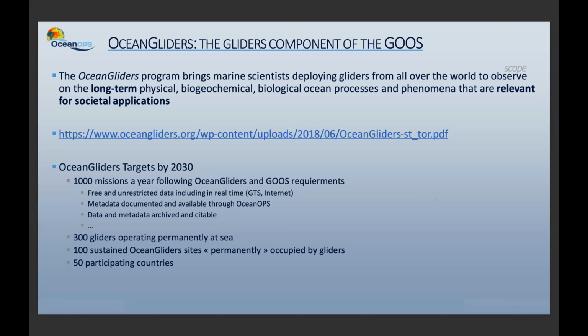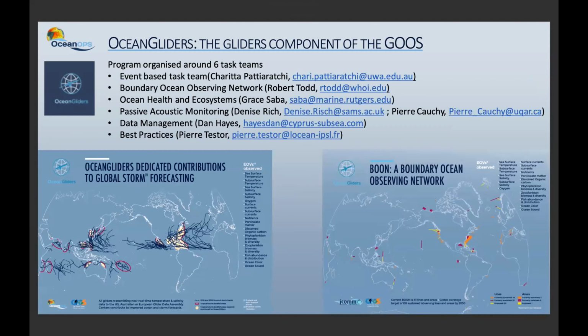Next slide. A few more minutes. Yes, so I'll be very quick. It's organized around task teams: event-based task team, boundary ocean observing network, ocean health and ecosystem. A recent one is called passive acoustic monitoring, data management and best practices. Please reach out to the chair of the task team if you want to be part of it.